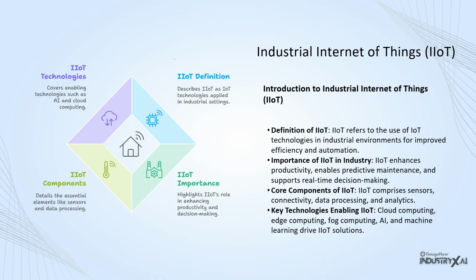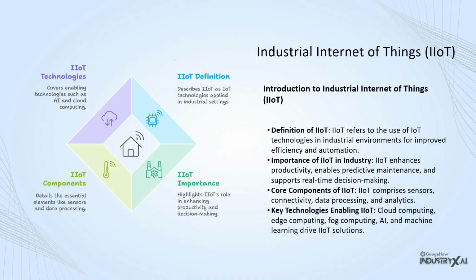Then the connectivity. So data gathered by sensors needs a way to travel to other systems for processing. So this connectivity involves the communication technology and protocols, the Wi-Fi, the Ethernet, the 5G network that enable data transfer from devices to central platforms. Then the data processing. So the raw data from sensors often needs filtering, cleaning, and processing to make it meaningful. So the data processing can happen at the device level or on-site level or in the central location.